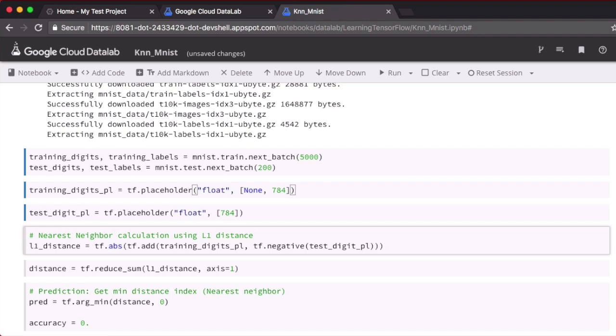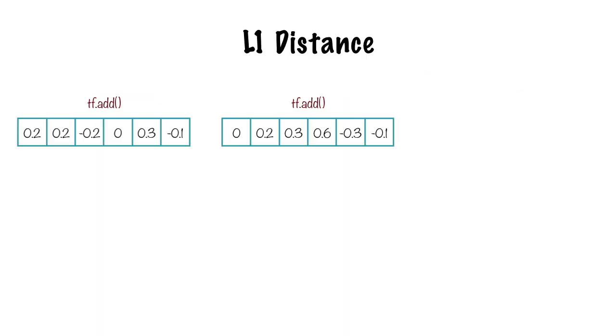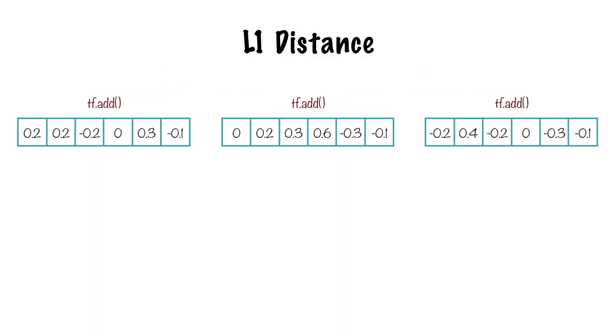Once we have the vector that is the result of the add operation, we apply tf.abs to find the absolute value of every element in the resultant vector. So here is the result that we have for add for different images in the training dataset against our single test image.